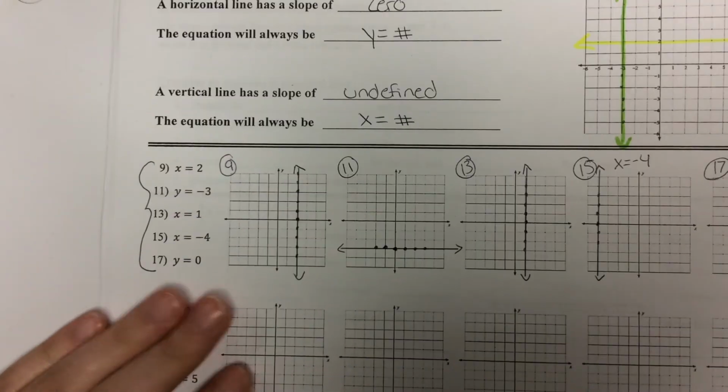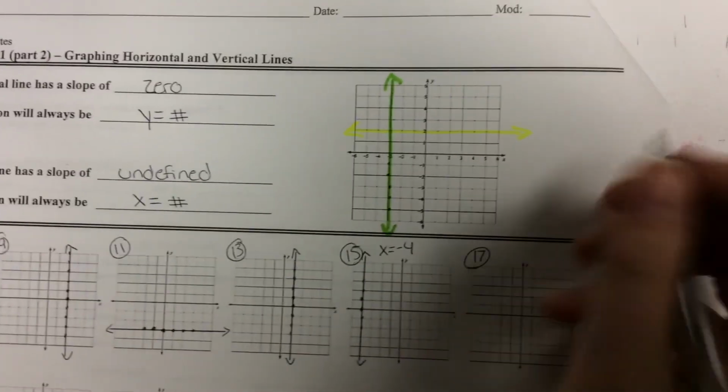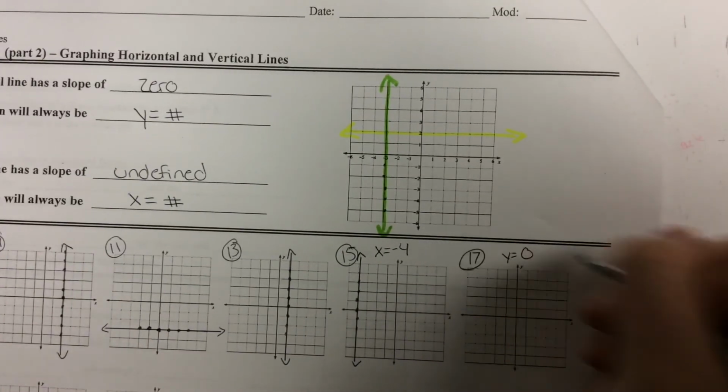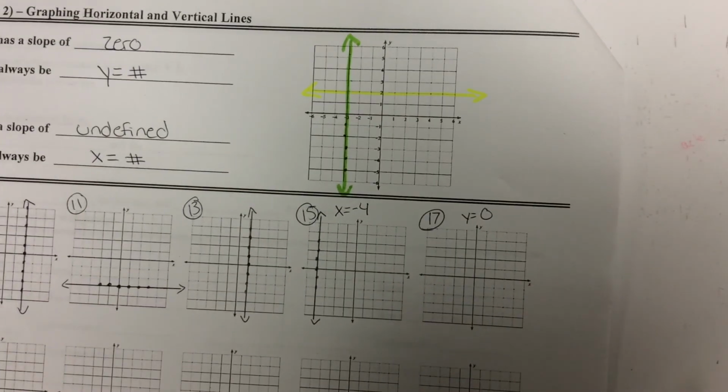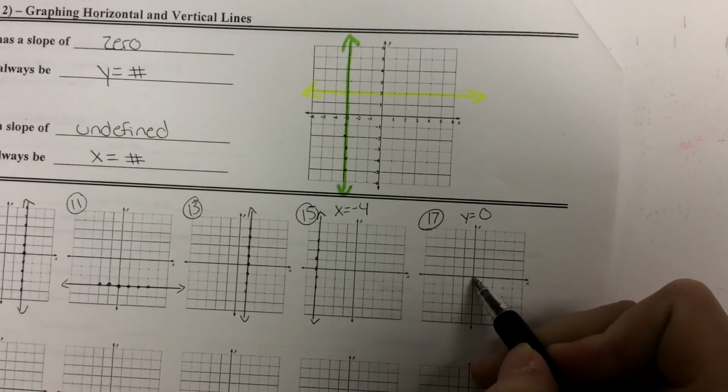And our last one, 17, is at y equals 0. Okay, it's a little bit different. y equals 0. So let's go to y equals 0. Well, that's just going to be right here at our origin. Okay, so we need to graph a bunch of points that have y equals 0. What do you think is going to happen with this graph?